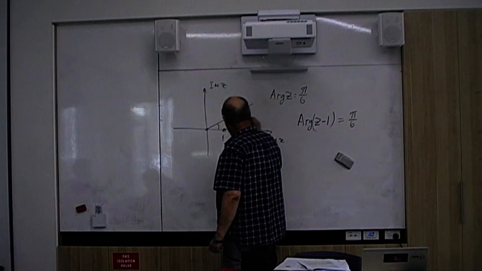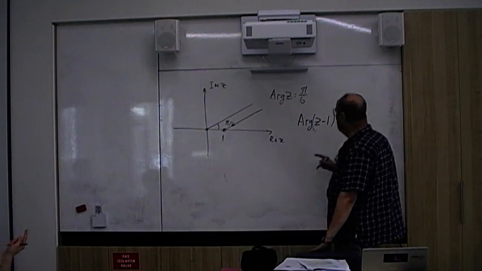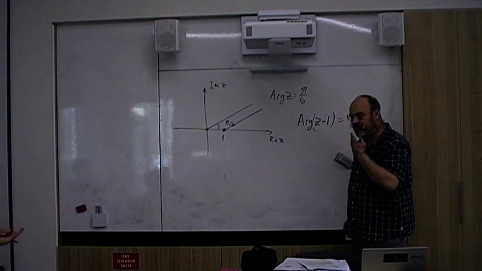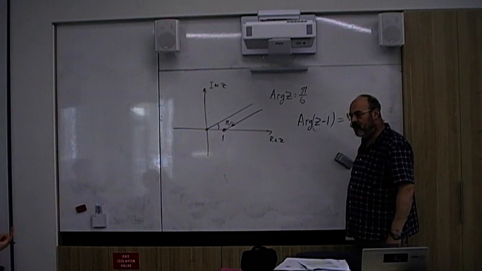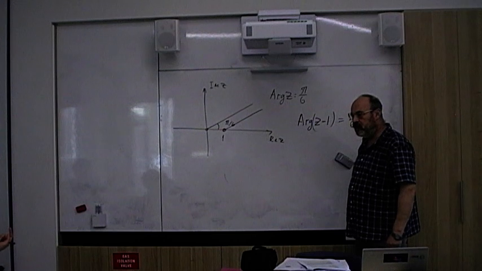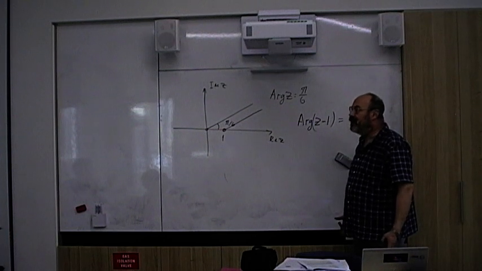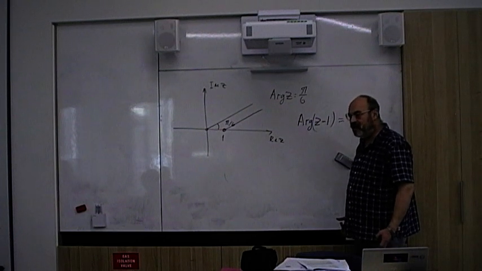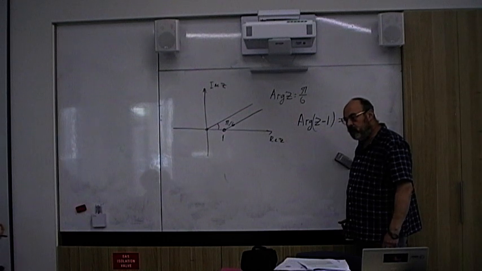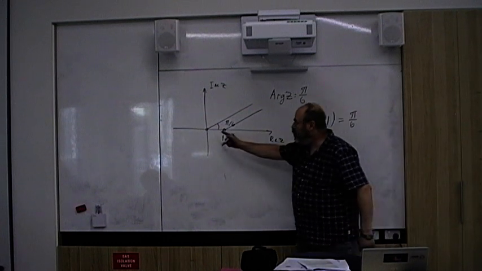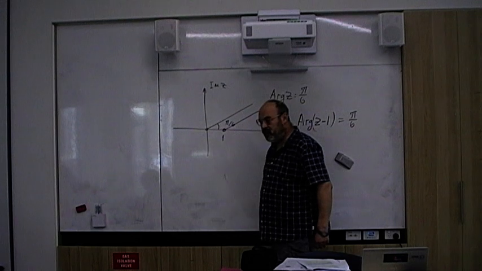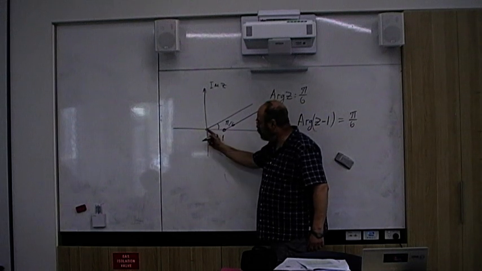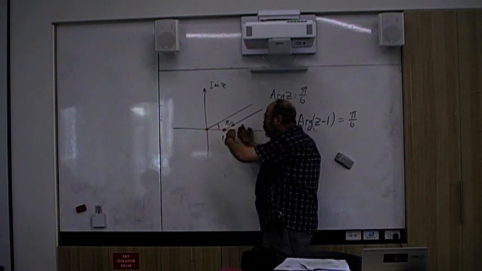Wait, argument z minus 1 equals pi on 6. Can 0 be written in polar form? No. Why not? The r is 0. For this one, the distance from 0, we can, and then we translated it.